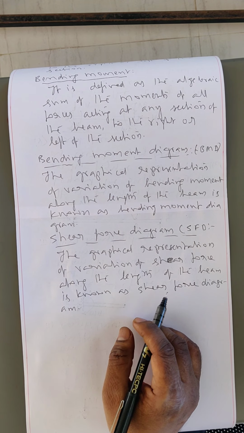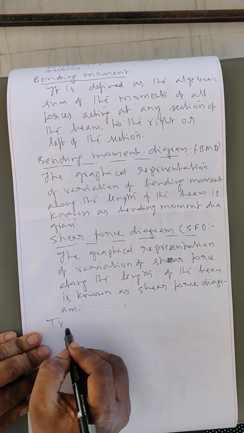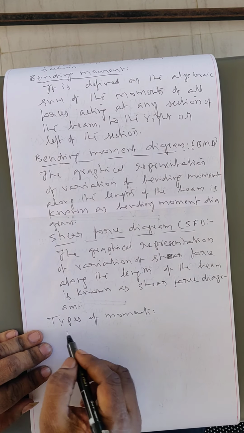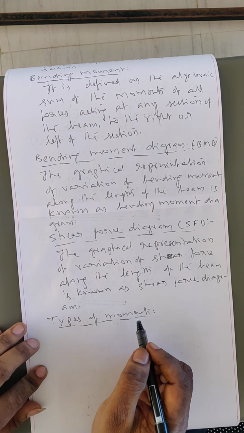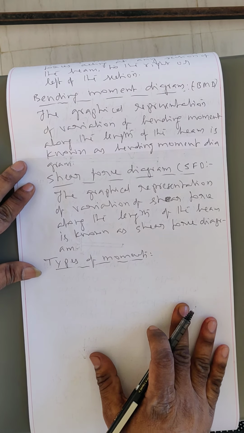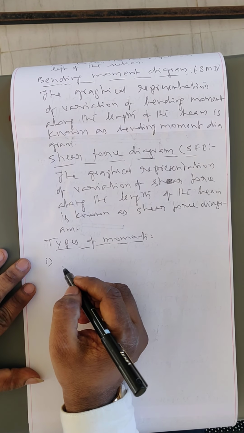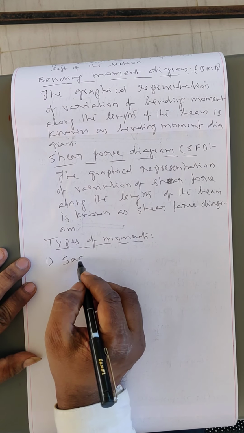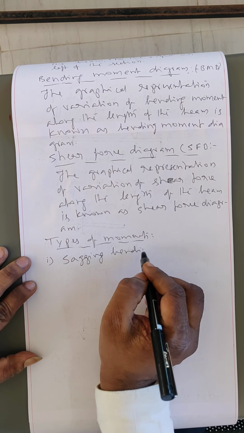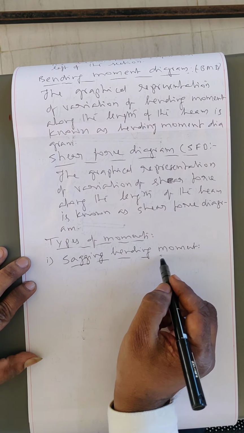Now we will see the types of moments. There are two types of moments. One is sagging bending moment, another is hogging bending moment. First, we will see the sagging bending moment.